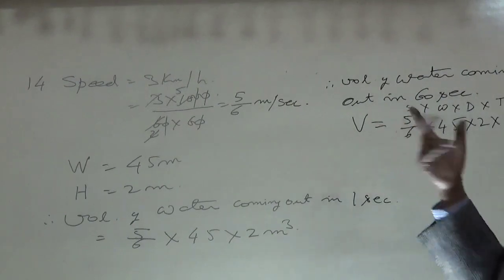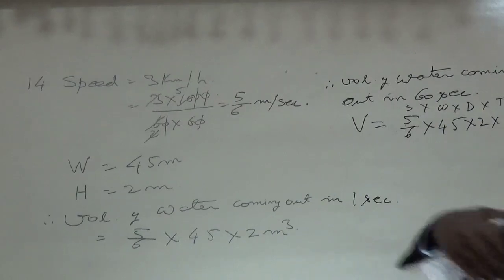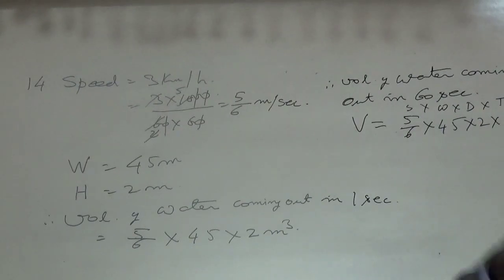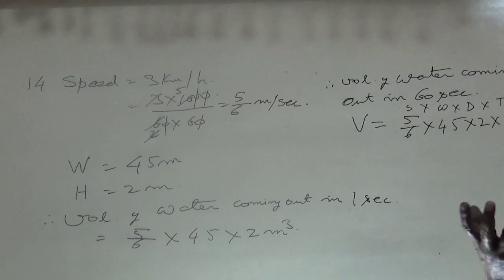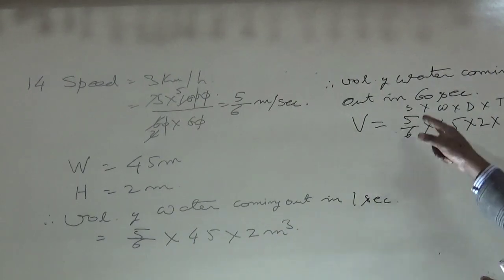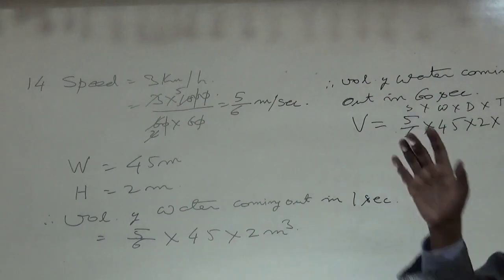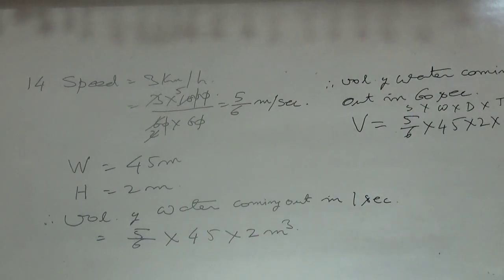Similarly, suppose the volume of the water is given, the width of the river is given, the depth of the river is given, and time is also given. What will be the speed? So in this case, only this particular formula you have to use for finding the speed of the river. I think it is clear.